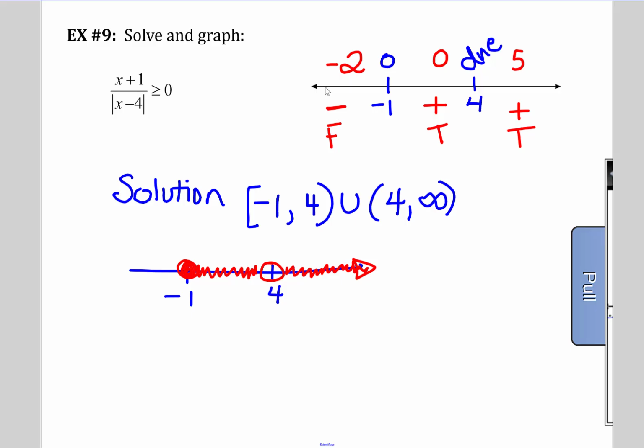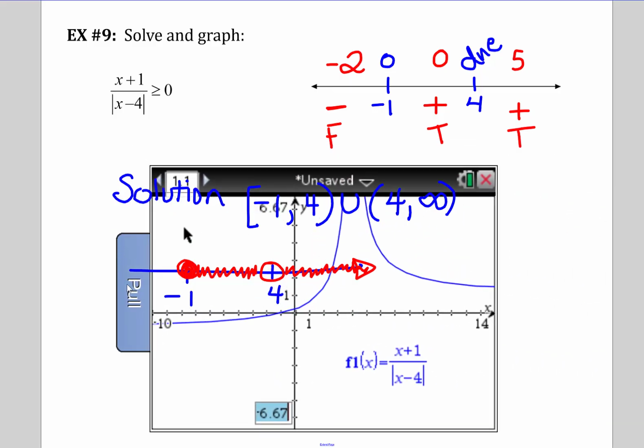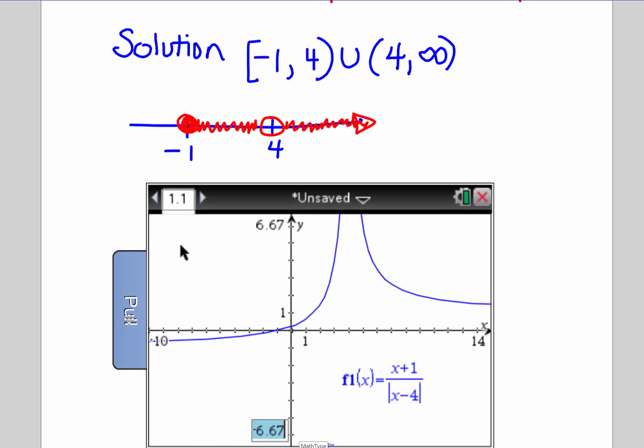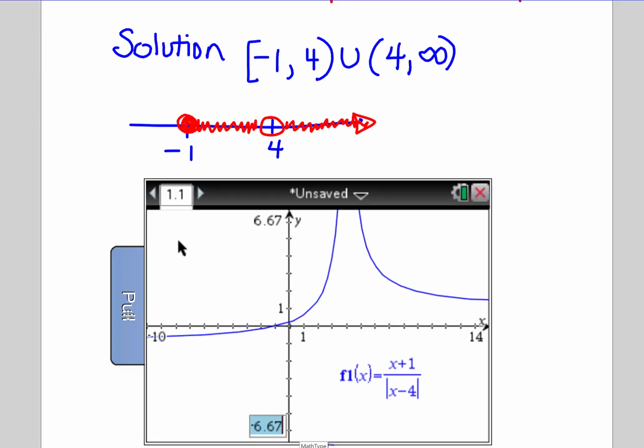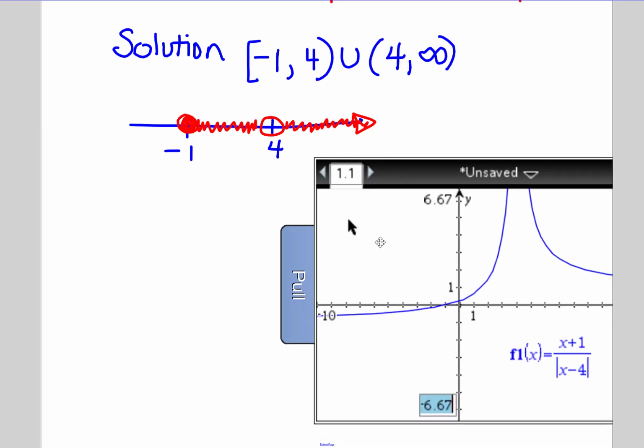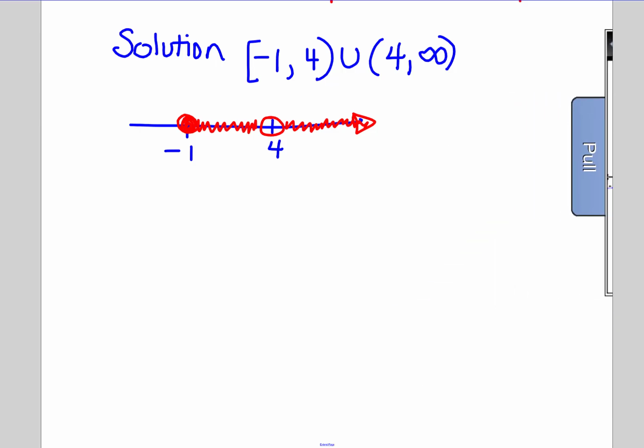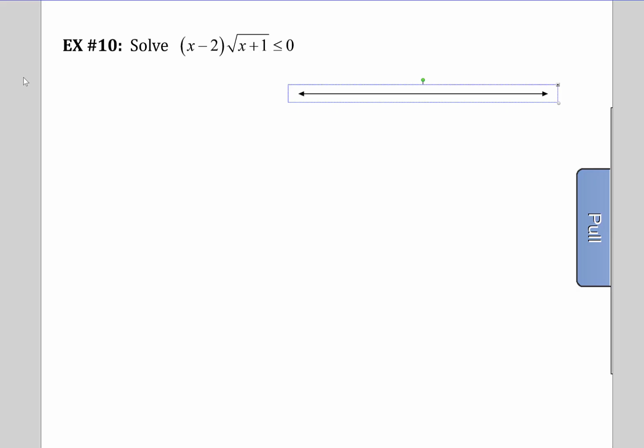Now with my calculator, I graphed that so you could take a look at the function itself. Let's see how that looks. Okay, so we were above the x-axis from -1, and then on the other side of the vertical break, all the way to infinity. Interesting. Here's one for you to try. You might want to turn the video off and come back to check.